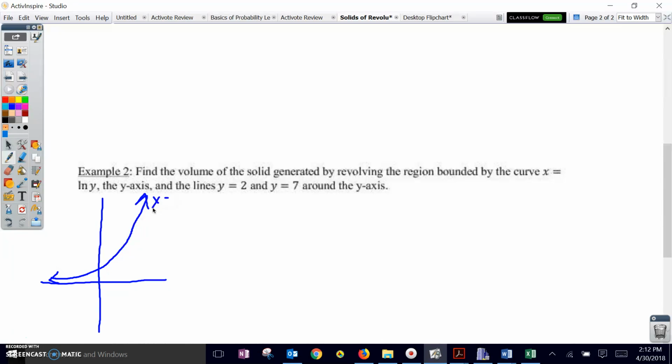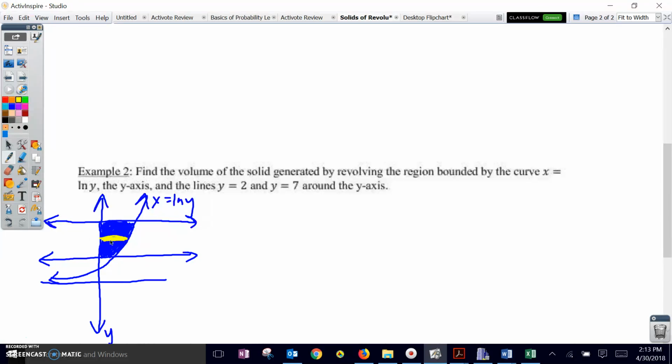Here we've got x equals the natural log of y, our y-axis, and the lines y equals 2 and y equals 7. And so the region that we're going to be revolving around the y-axis is this one right here. Now, since we're revolving around the y-axis in this example, we want our slice to be perpendicular to the y-axis instead of the x-axis like we did in the first example. So I'm going to draw in my typical slice.